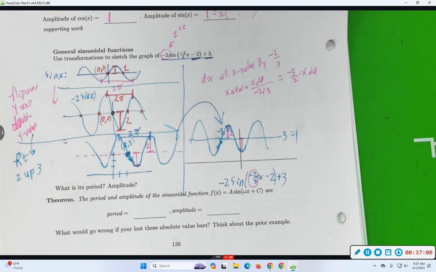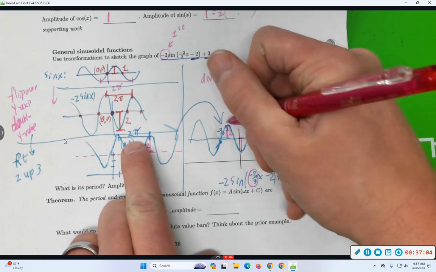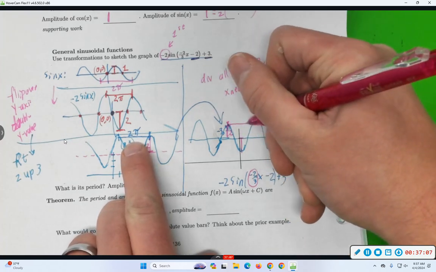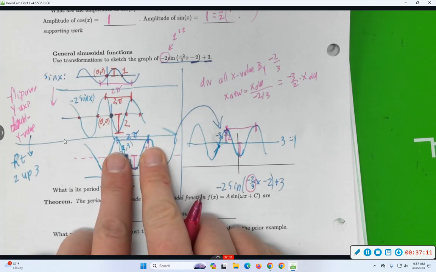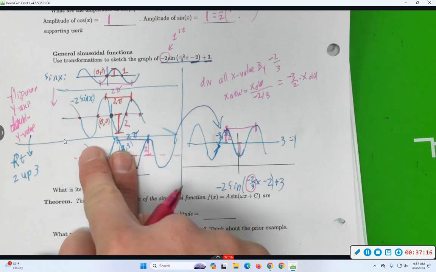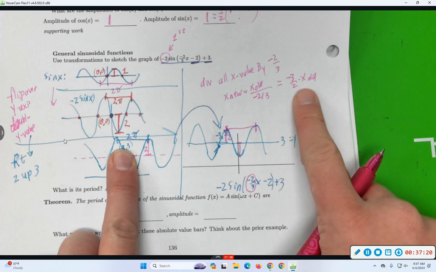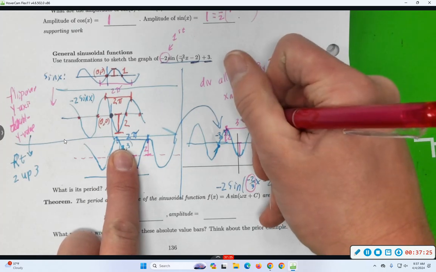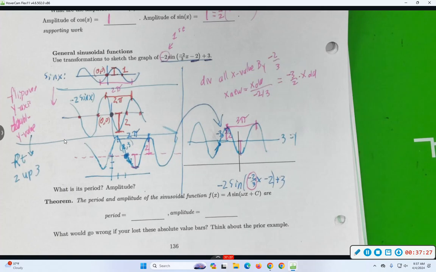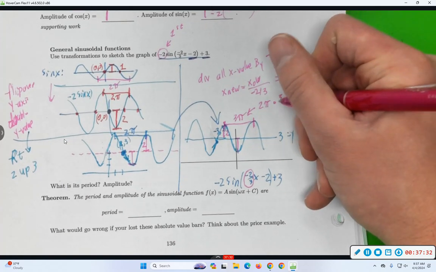Is it still 2 pi? So this is the distance between 2 adjacent peaks. So let's see. The distance between 2 adjacent peaks used to be 2 pi. But now what have we done? We've flipped it over the y-axis, so it goes the other direction. And then we've scaled it up by 3/2. So I think it's now 3 pi, because it should be 2 pi times 3/2.